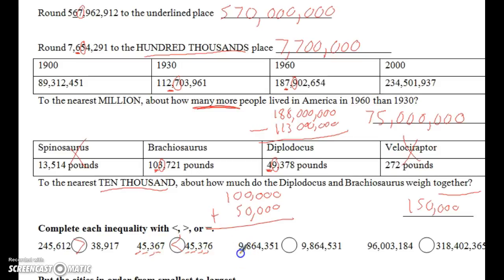Both 7-digit numbers, so I start on the left. 9 in the millions. Both have 8 in the 100,000s. 6 in the 10,000s. 4 in the thousands. A 3 in the hundreds. A 5 in the hundreds beats a 3 in the hundreds. 1, 2, 3, 4, 5, 6, 7, 8. 1, 2, 3. Oh, we got a 9-digit number against an 8-digit number, so the 9-digit number is going to win. It's larger.